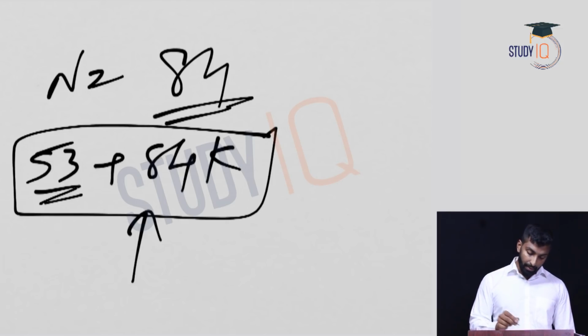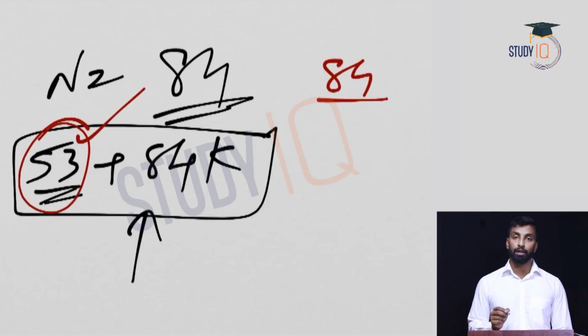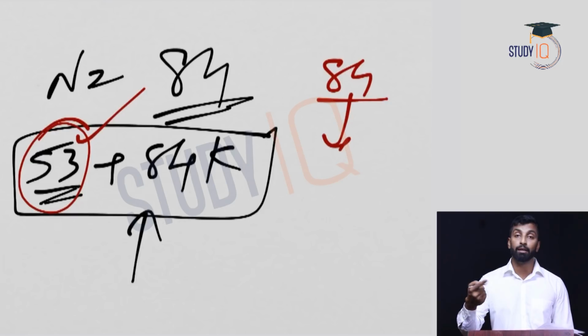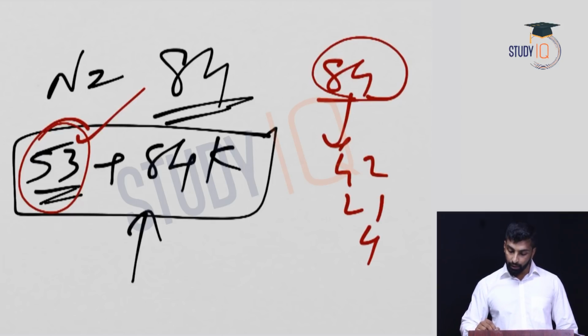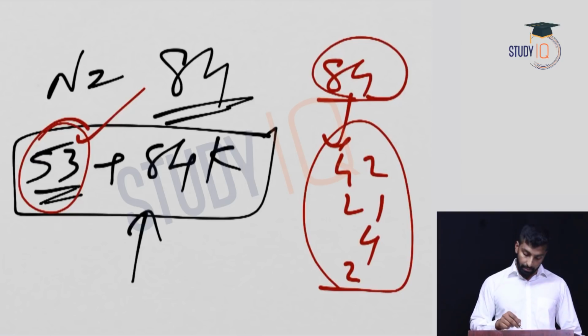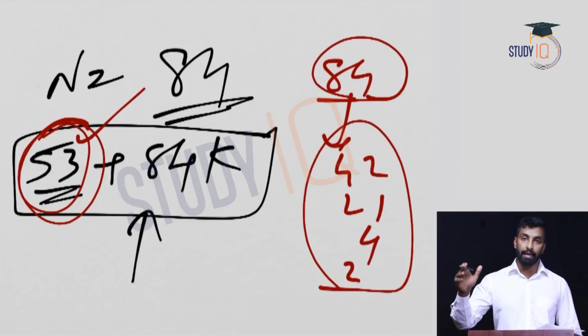So if the question is about dividing the number by 84, the answer is based on this first number only, or any number which is related to 84 in terms of factors. I put it this way: any factor of 84 can also be asked here. So it can be 42, it can be 21, it can be 4, it can be 2, or whatever it is, you can find the answer based on this first term itself. Because if you can find the remainder in case of the first term, the same will be the remainder in all cases.